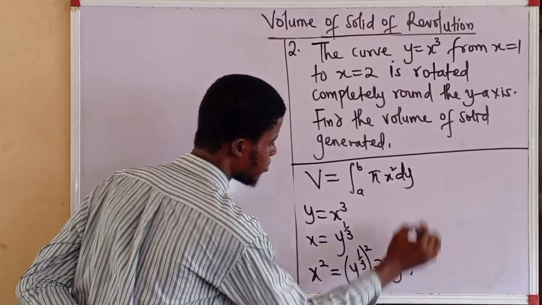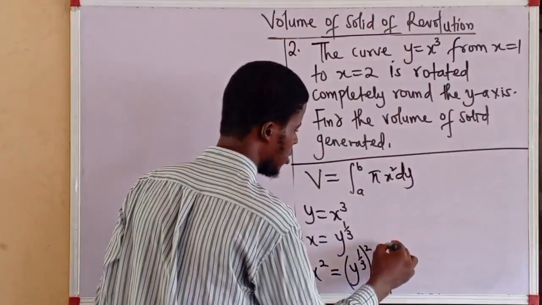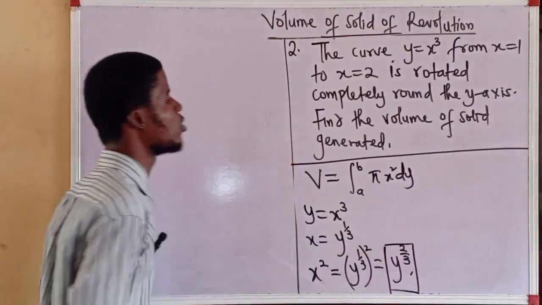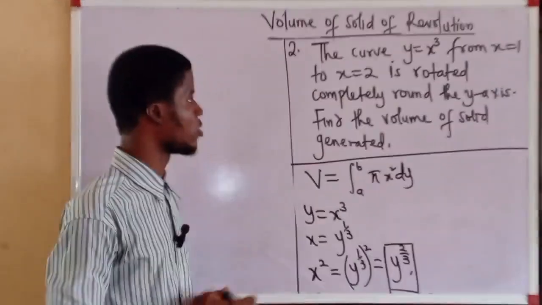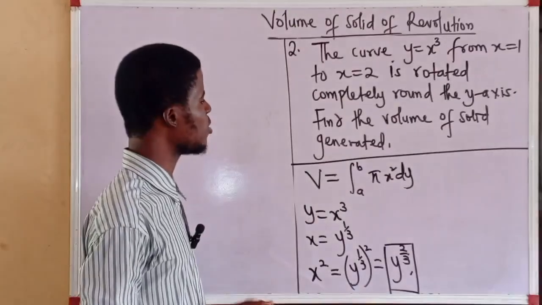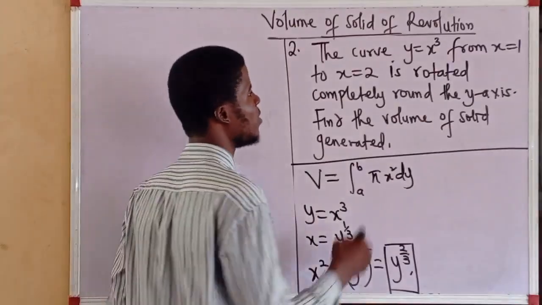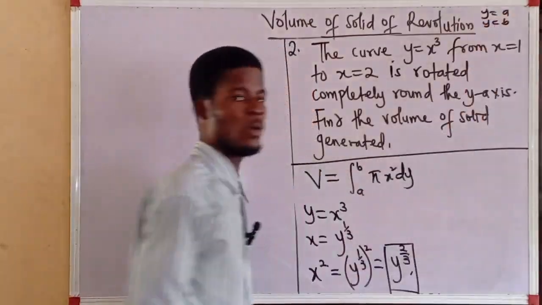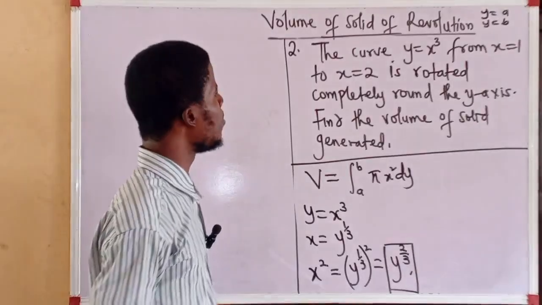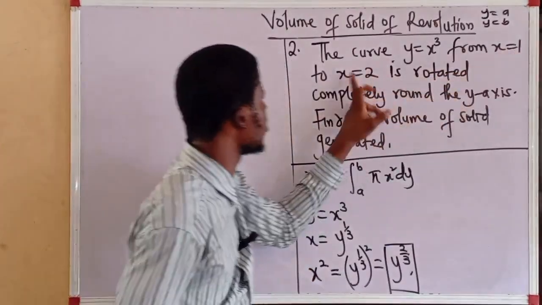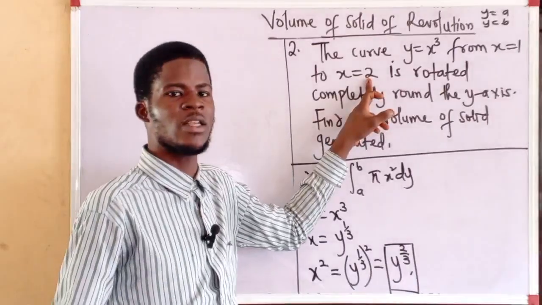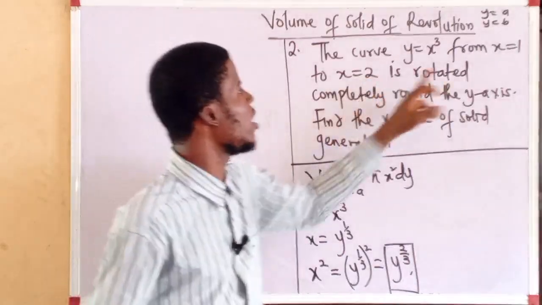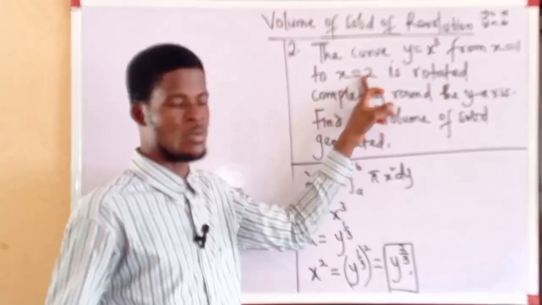So this is what x squared is: y to the power of 2 over 3. Now check something. The limits of integration, we are supposed to have y equal to a, y equal to b, or lower and upper limits respectively. But here it is x equal to 1, x equal to 2.